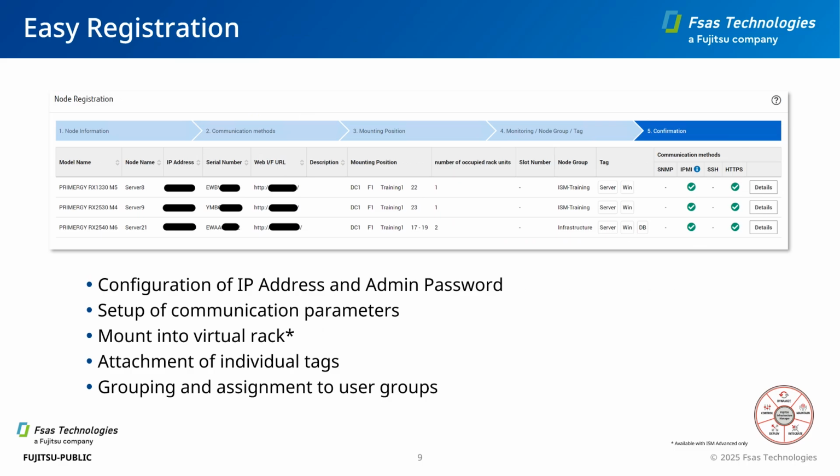Registering a server in ISM is straightforward, configuring IP address, admin password, and the communication parameters on the fly. You can also mount the server into a virtual rack for better organization, attach individual tags for easy identification, and assign it to specific user groups for access control.